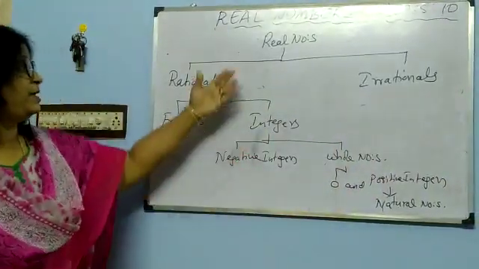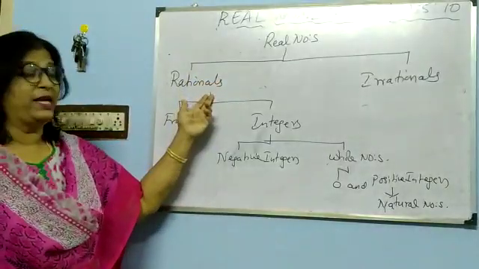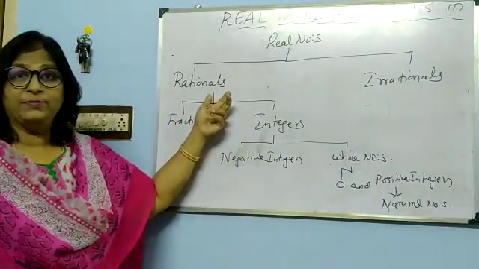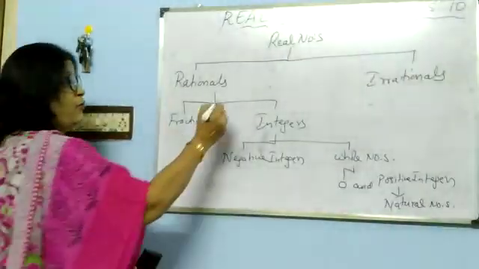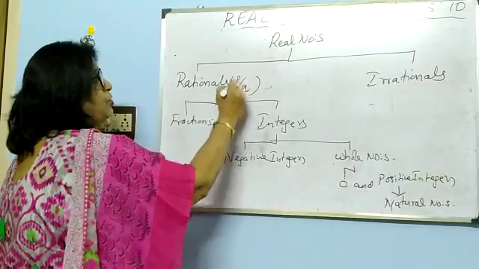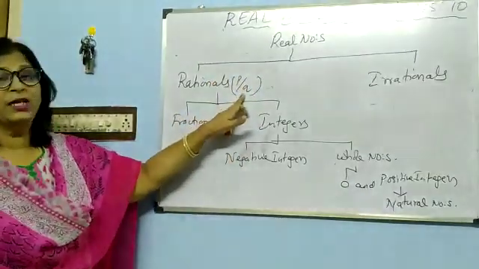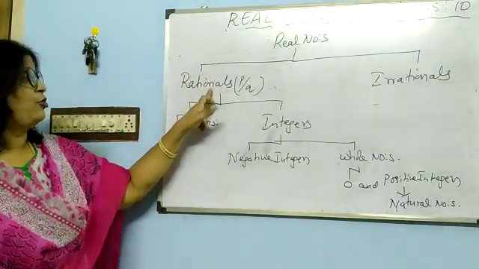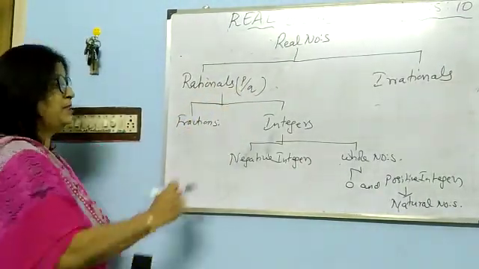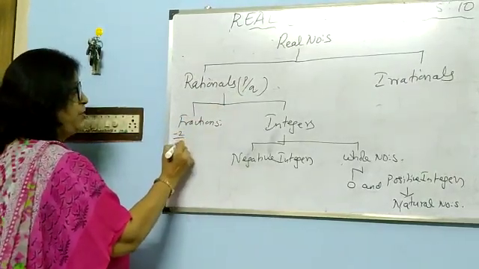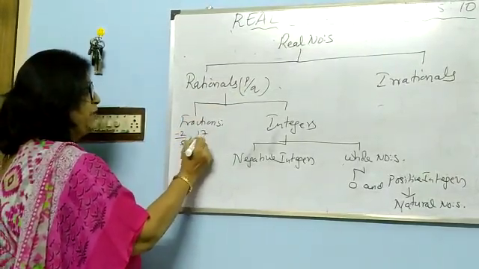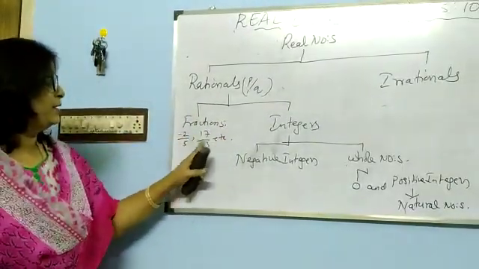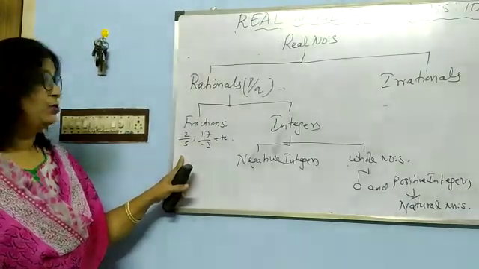Now once again let us come back here. Real numbers are classified into rational numbers and irrational numbers. Rational numbers are those numbers which can be represented in the form of p by q, where p and q are integers and q is not equal to 0. Similarly, a fraction is also a form of rational number which can be represented as p by q. For example, minus 2 by 5, 17 by minus 3, etc. Here the denominator is not equal to 0.